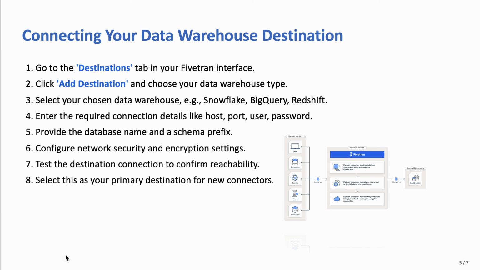Okay. After that, connect your data warehouse destination. So go to the Destination tab in your Fivetran interface, click Add Destination, and choose your data warehouse type. Then select your chosen data warehouse, for example Snowflake, BigQuery, or Redshift. Enter the required connection details and provide the database name and the schema prefix. After that, test the destination connection to confirm reachability and select this as your primary destination for new connectors.